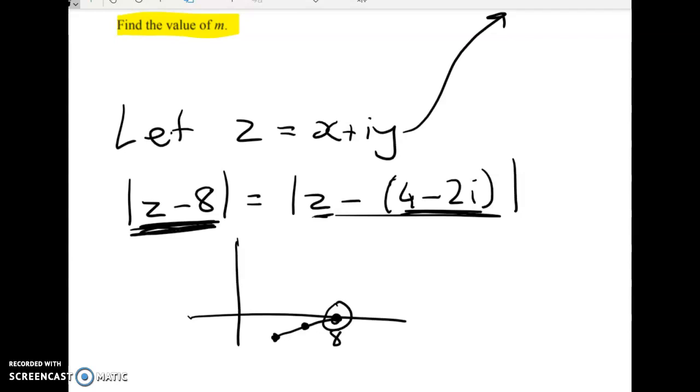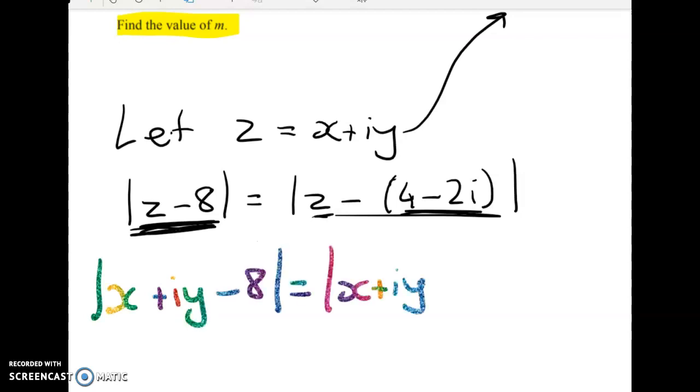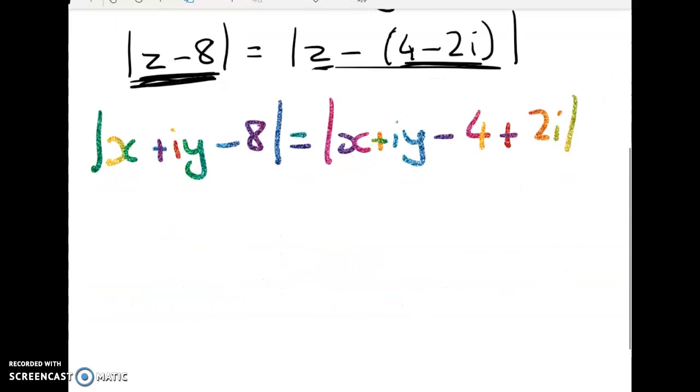So the equation looks like this. And we can then go on and find that equation. But that's not the approach I'm going to take. I'm going to do it the long and boring way. So substituting in, we get x plus iy minus 8 is equal to x plus iy minus 4 plus 2i. So a straight substitution into the question.